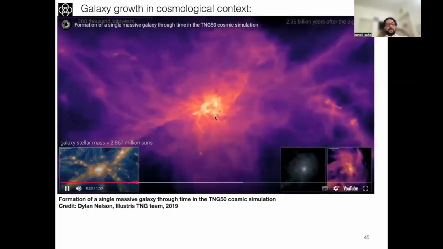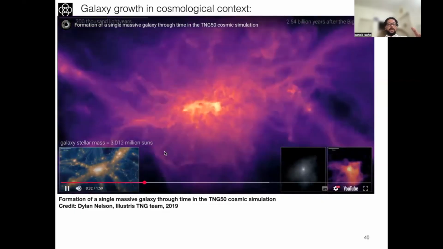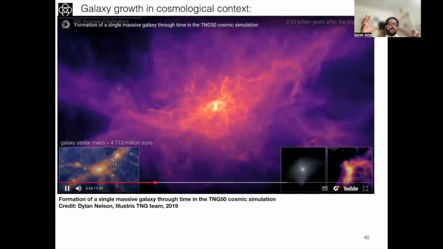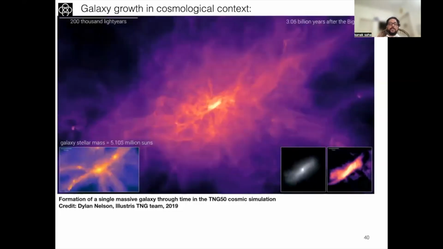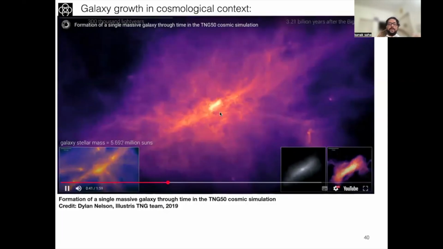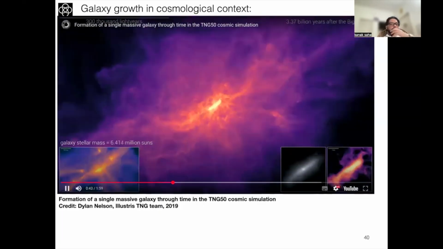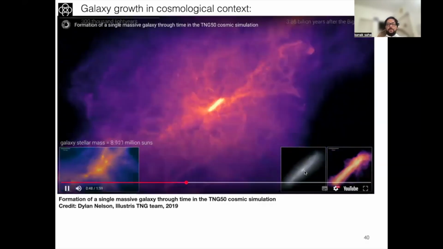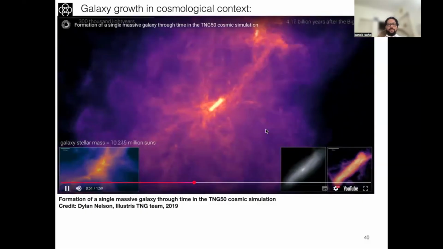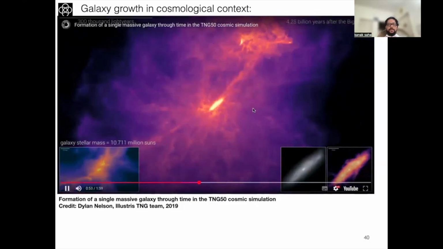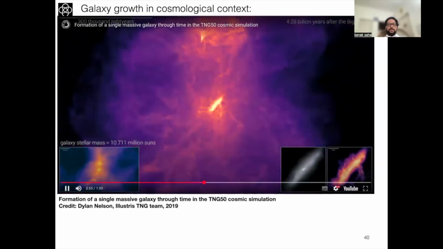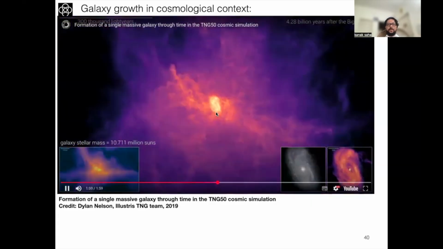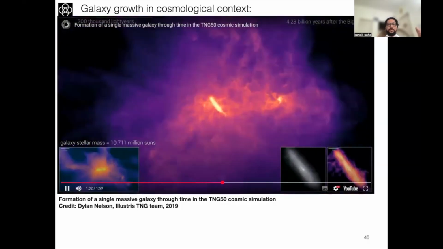Okay, and one can also understand in a larger context how the gas streams are fed to these galaxies. This is an edge-on view. You can see very beautiful spiral structures forming almost when the universe was just 4.2 billion years old.